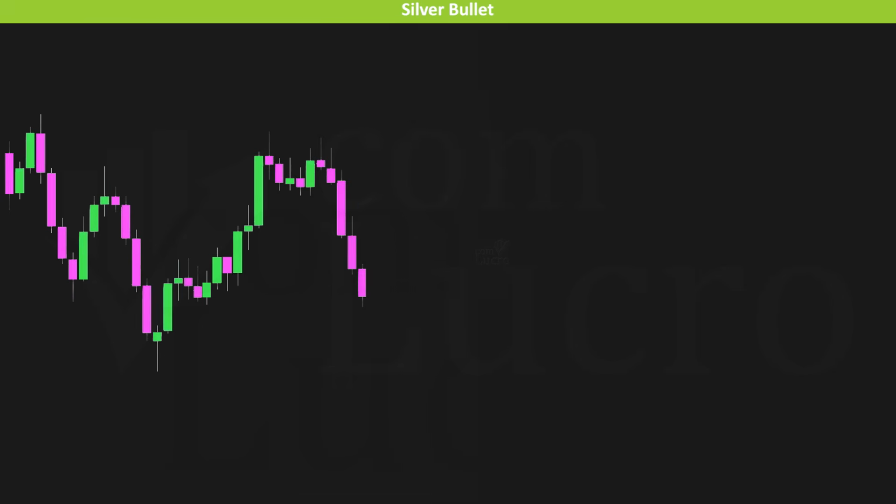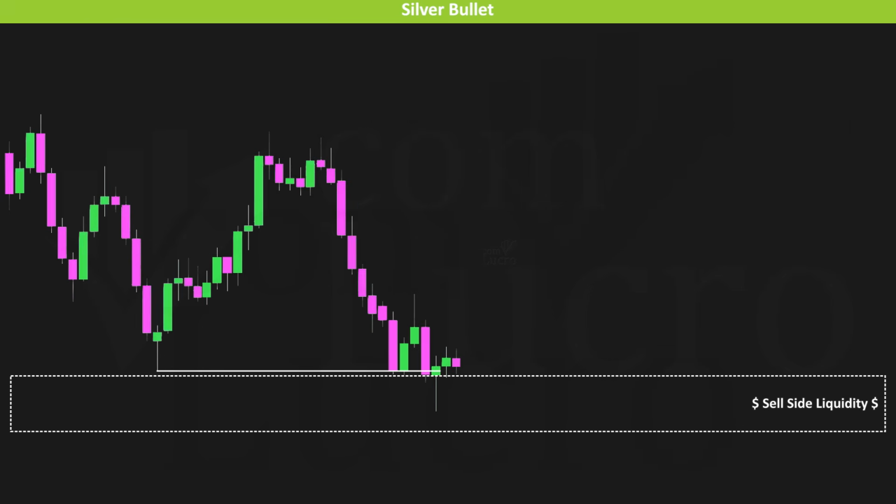Now, flip the chart, because the trap works just as well in reverse. Wait for price to sweep liquidity below the day's low during the London or New York session. A valid sweep forms when price breaks below a key level and immediately returns inside the range, signaling that sell-side liquidity has been taken. Next, wait for a bullish market structure shift to confirm that the reversal is valid.